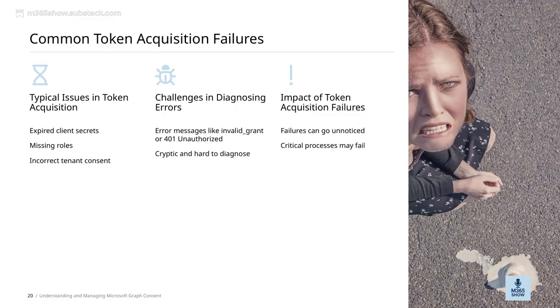Diagnosing these issues presents its own challenges. For example, expired client secrets can cause failures, and missing roles or incorrect tenant consent can also be culprits. Each of these issues can prevent proper token acquisition, leading to failed requests and potential downtime. Understanding these typical issues is key to maintaining smooth operations. By recognizing the signs and underlying causes, we can troubleshoot more effectively and ensure that our processes remain secure and functional. This is all part of managing Microsoft Graph consent properly to keep our integrations running seamlessly.